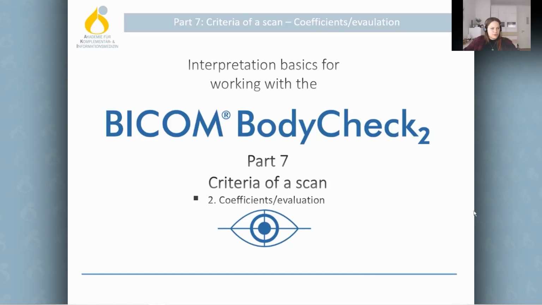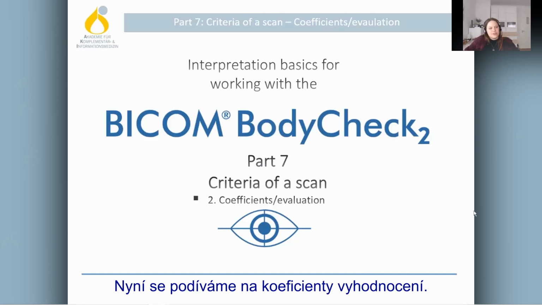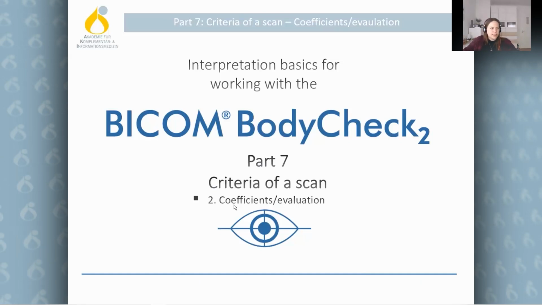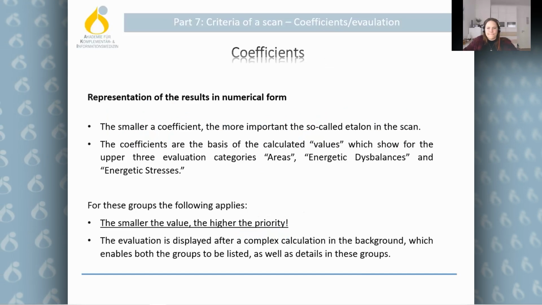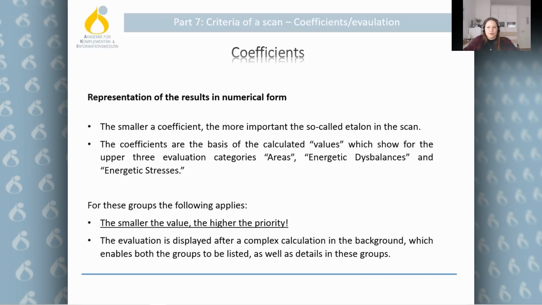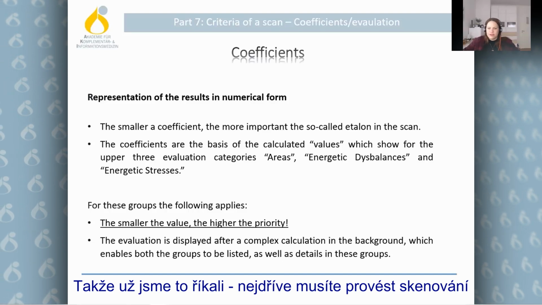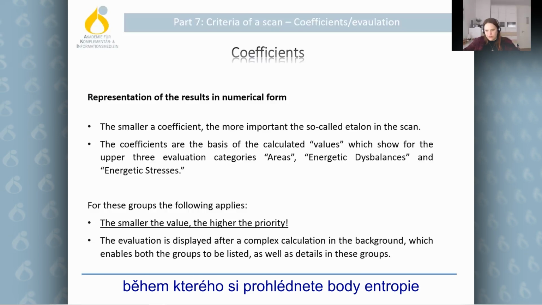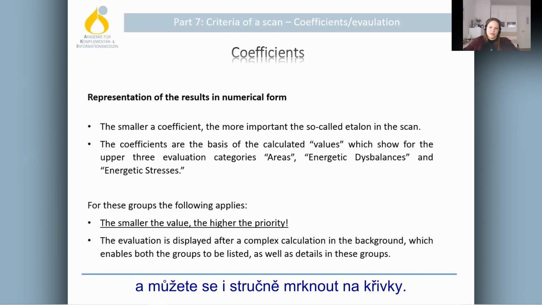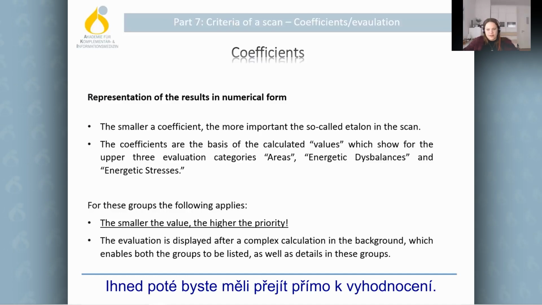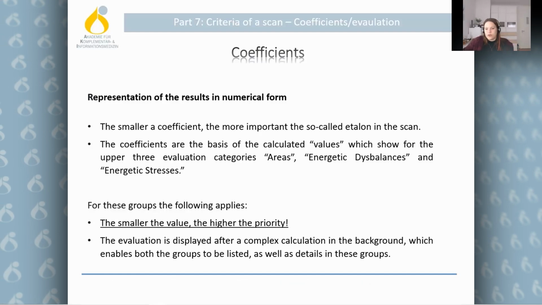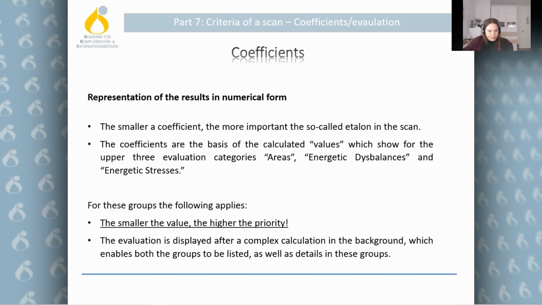So back to the criteria. Now we have the coefficients and the evaluation. What I told before: first you have done the scan. You looked through the entropy points during the scan, maybe we have briefly looked through the curves too. And after doing this, you should move straight to the evaluation. This is what we talk about now.